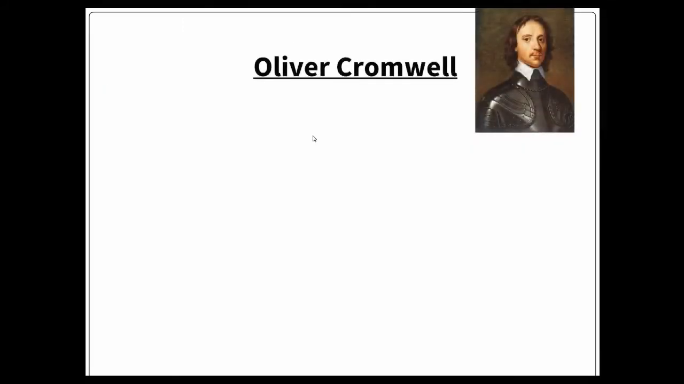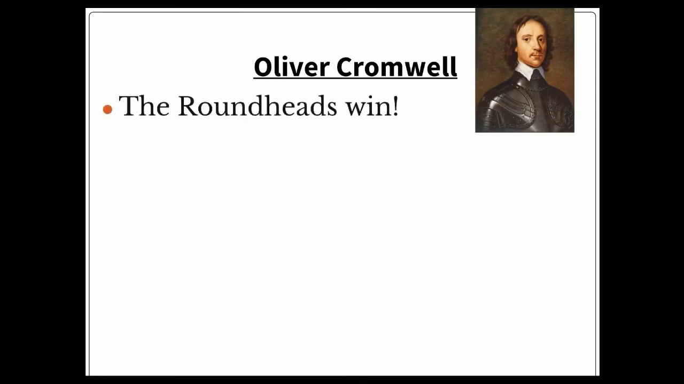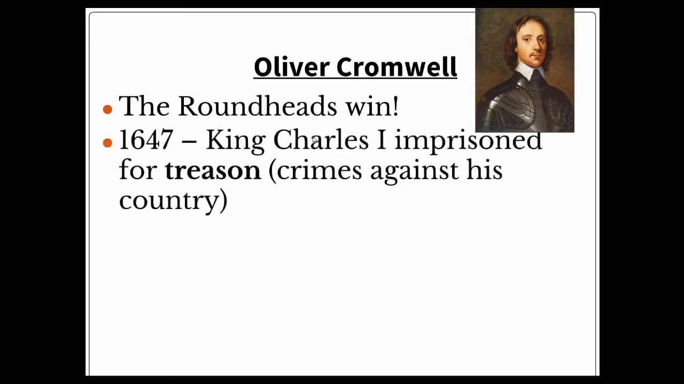The gentleman who is going to spearhead for the Roundheads is Oliver Cromwell, and here you see his picture. He is an everyday person, a nobleman, not a king or queen. And the Roundheads win. He's actually going to be victorious. And they're going to imprison King Charles for treason, which is crimes against his country, meaning he signed the Petition of Rights and he broke that document and contract with the people, so he is going to go to jail.